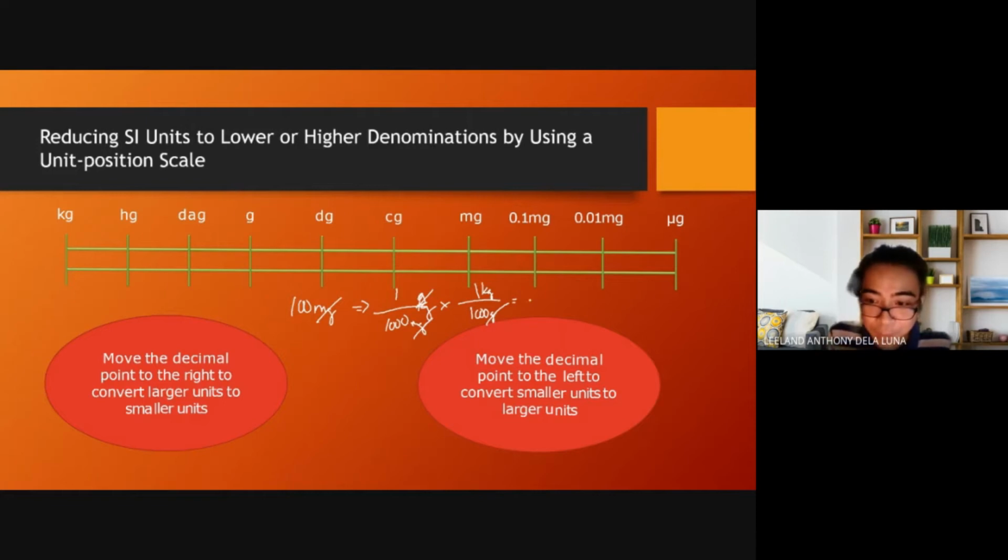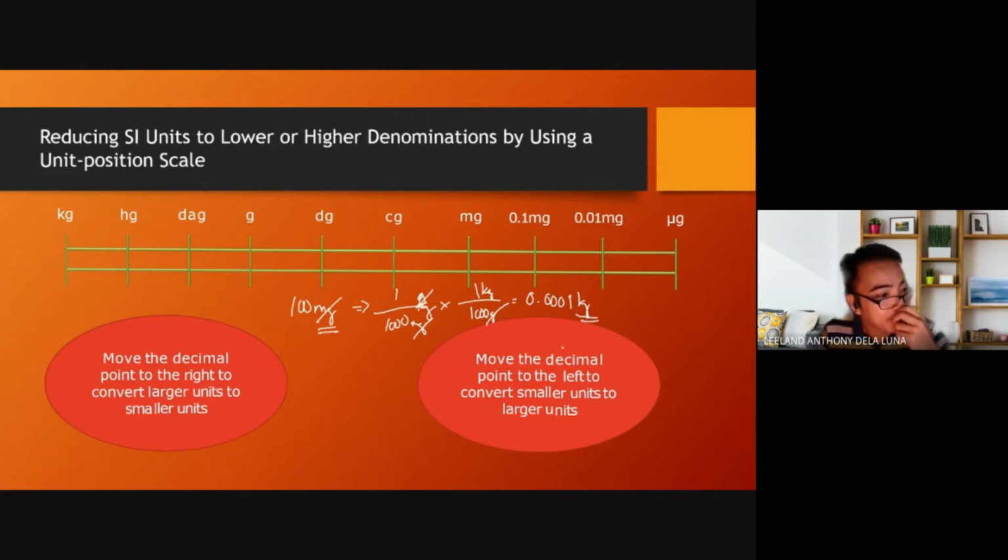Okay, so that would be 0.1231 kilograms. Okay, 100 milligrams is equivalent to 0.0001 kilogram. So tingnan nyo class, saan nag-move yung decimal place ko? It moved to the left, because I converted a smaller unit to something that is of a larger unit.